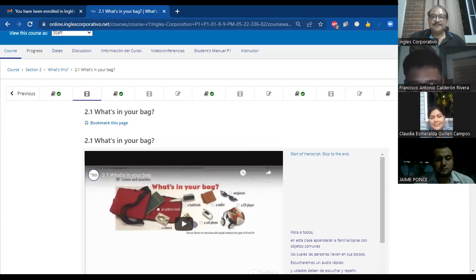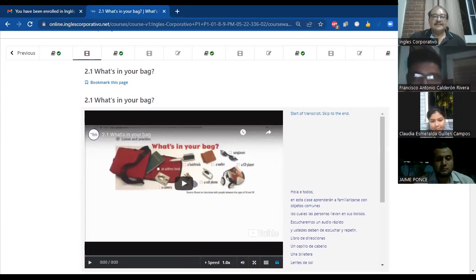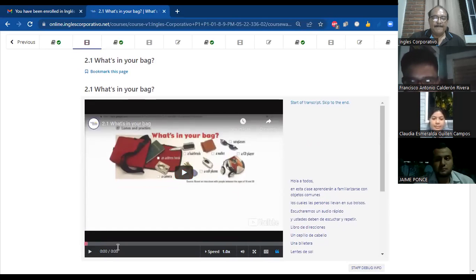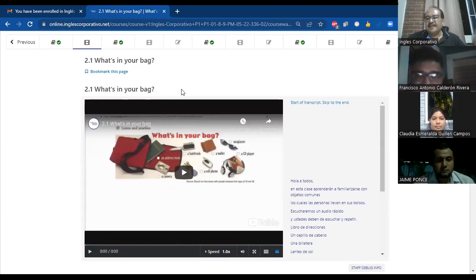Okay, we have this one here. So this one is, for example, it says, what's in your bag? ¿Qué anda en su bolsa? Okay, ¿qué hay en su bolsa? What's in your bag?